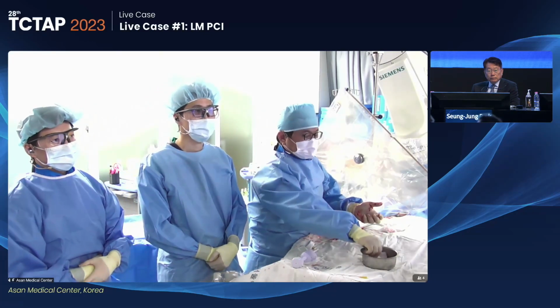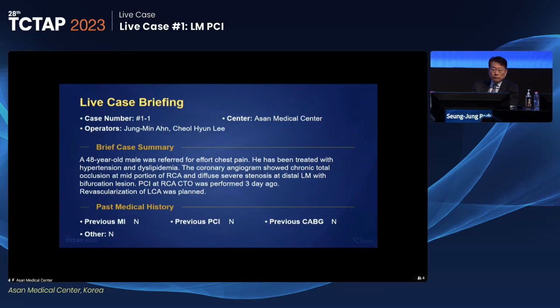This patient is a 48-year-old male, and he has a history of hypertension and dyslipidemia. He was referred for chest pain. Coronary angiogram shows chronic total occlusion at mid-RCA and diffuse severe stenosis at the distal left main and proximal to mid-LAD bifurcation region. PCI at the RCA CTO region was performed 3 years ago. Today, we will treat the left coronary artery.